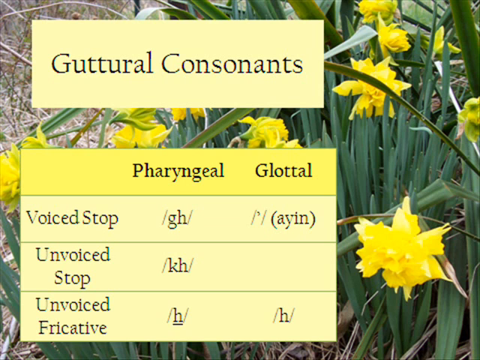Another guttural glottal consonant of interest is called the ayin. It is a voiced stop consonant, formed by stopping the airflow with the glottis before releasing it as you start to vibrate the vocal cords. It sounds like this. Ai.